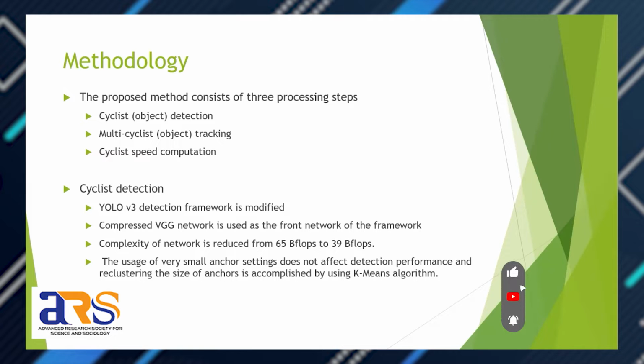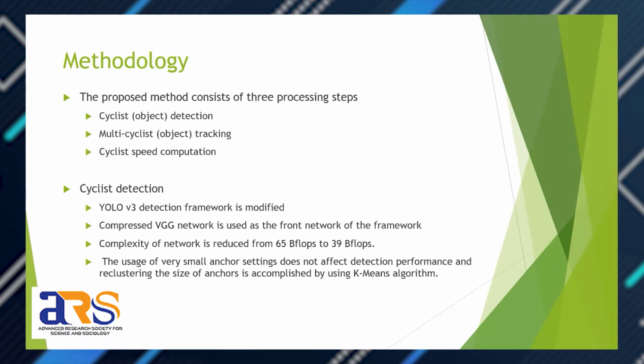For the cyclist detection, we used the YOLOv3 detection framework. YOLOv3 is already an object detection algorithm, but the problem is it uses Darknet as a backend, which is more computational. So what we did was change the framework, using a compressed network as the front-end network for YOLOv3, and by using that we can reduce the complexity of the network from 65 BFLOPs to 39 BFLOPs.